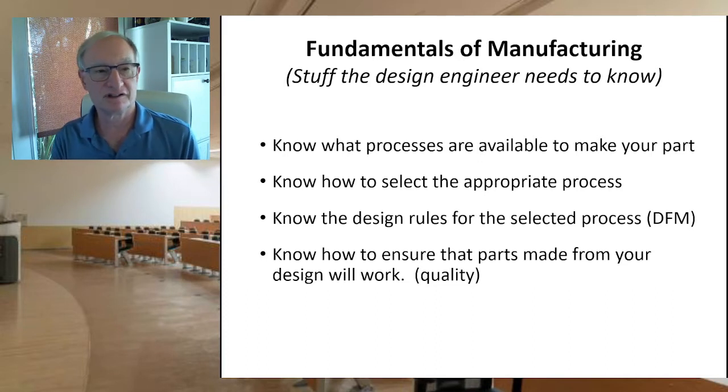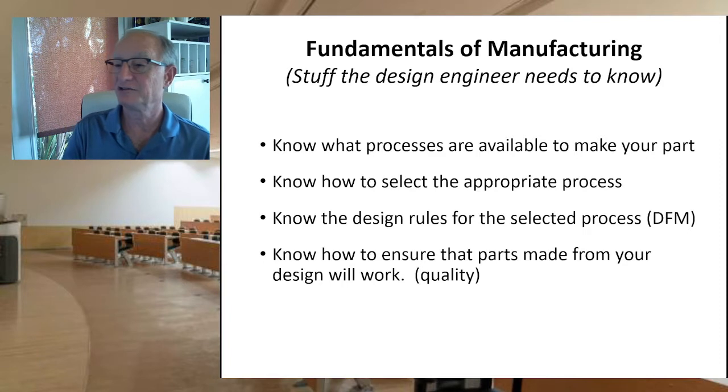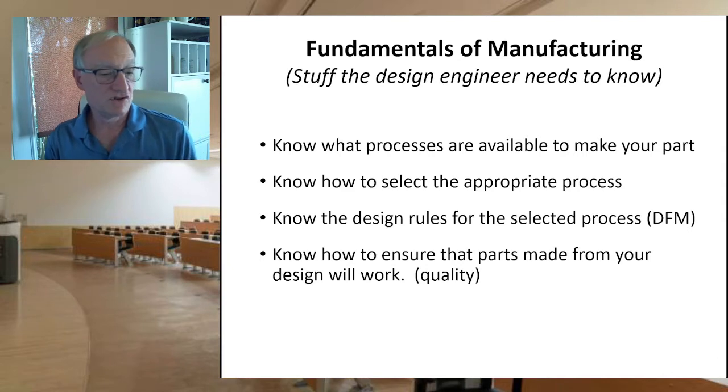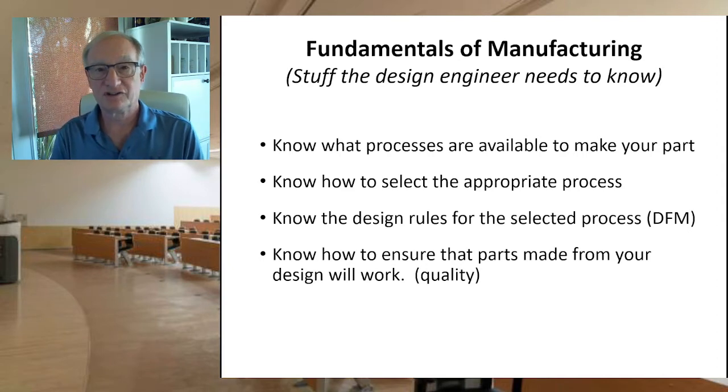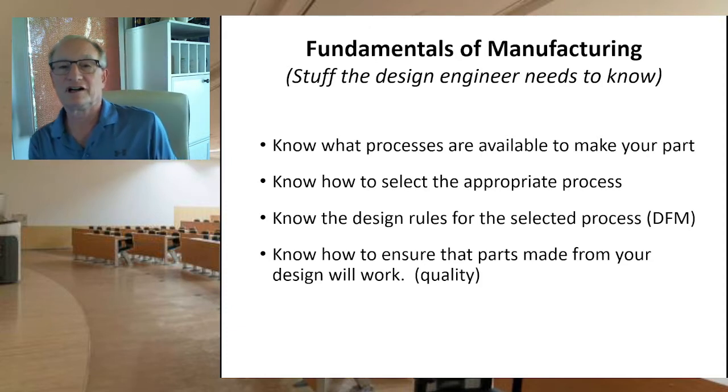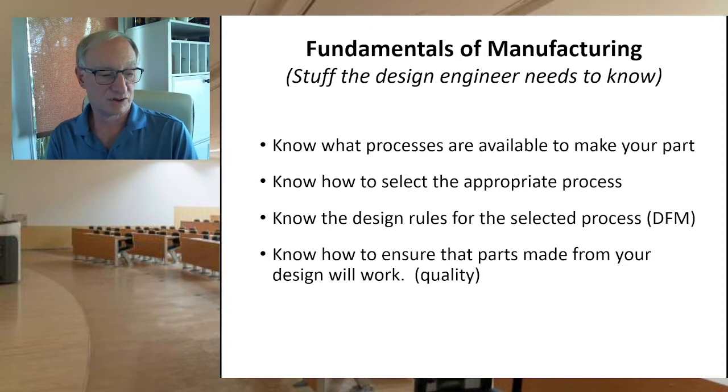You want to make a part, maybe part of a product. Are you going to mold it? Are you going to cast it? Are you going to machine it? What are the different considerations? How would you select the appropriate process? How would you know the design rules for each of those processes? You have to design the part a little bit differently for optimization for each of the processes.